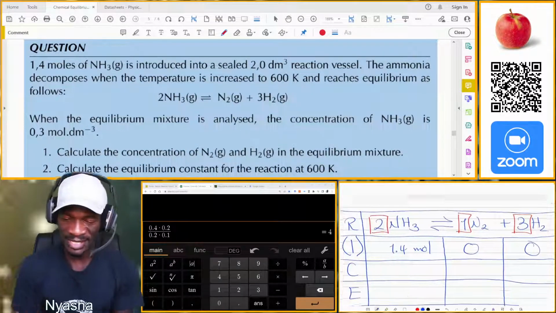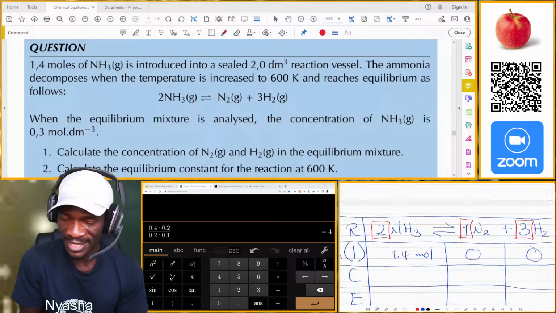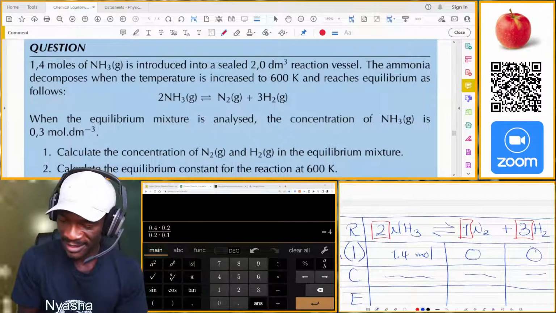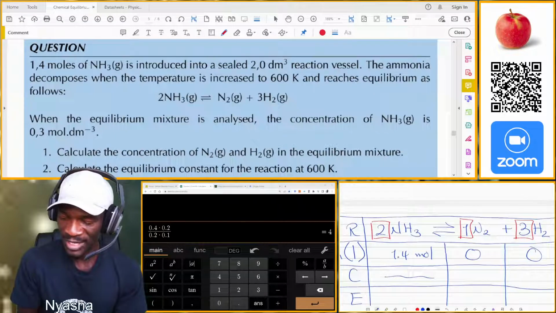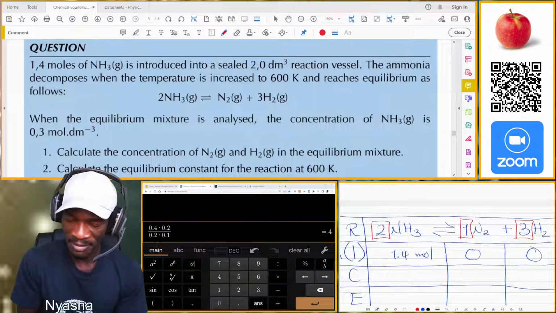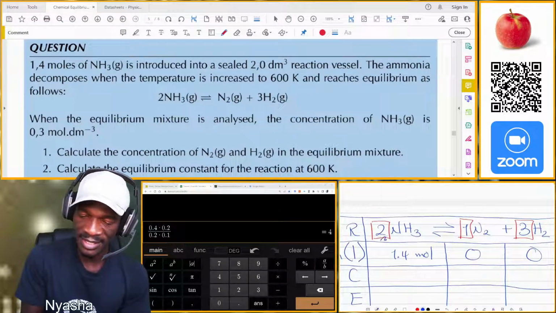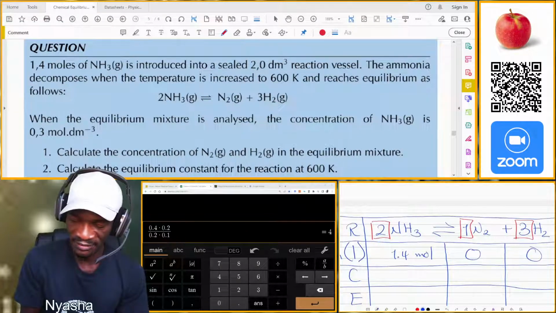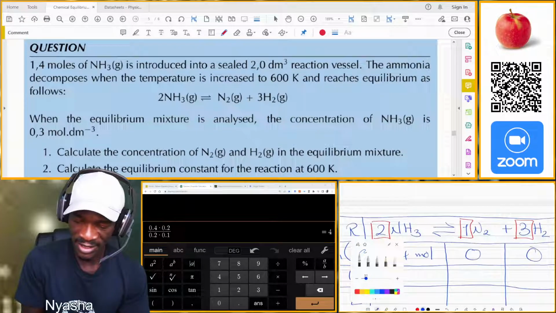Now, when it reaches equilibrium, there has been some change, right? There have been some changes here. So we can actually figure out the changes based on these ratios, isn't it? We can figure out the changes based on the ratios.